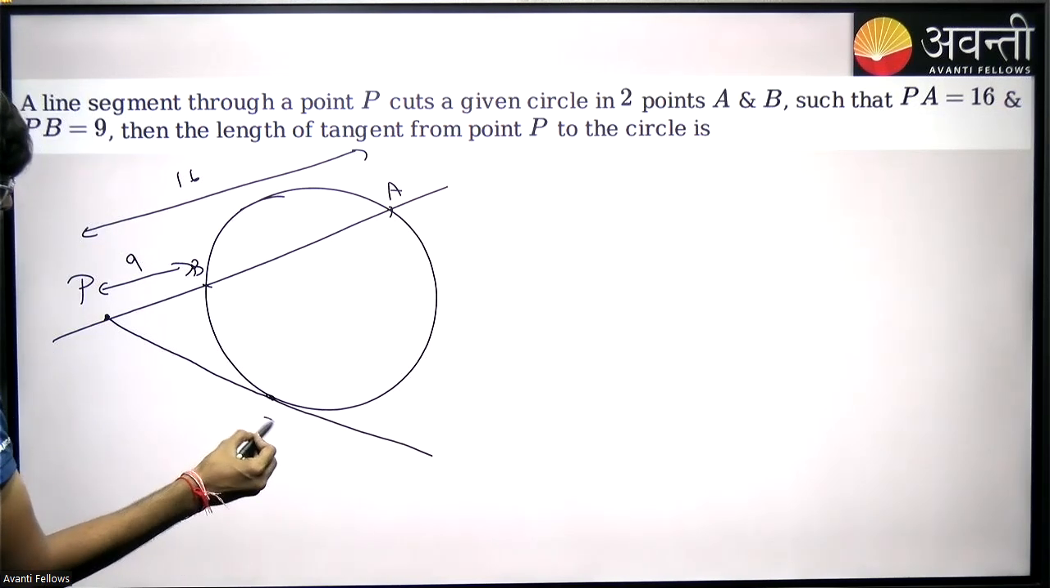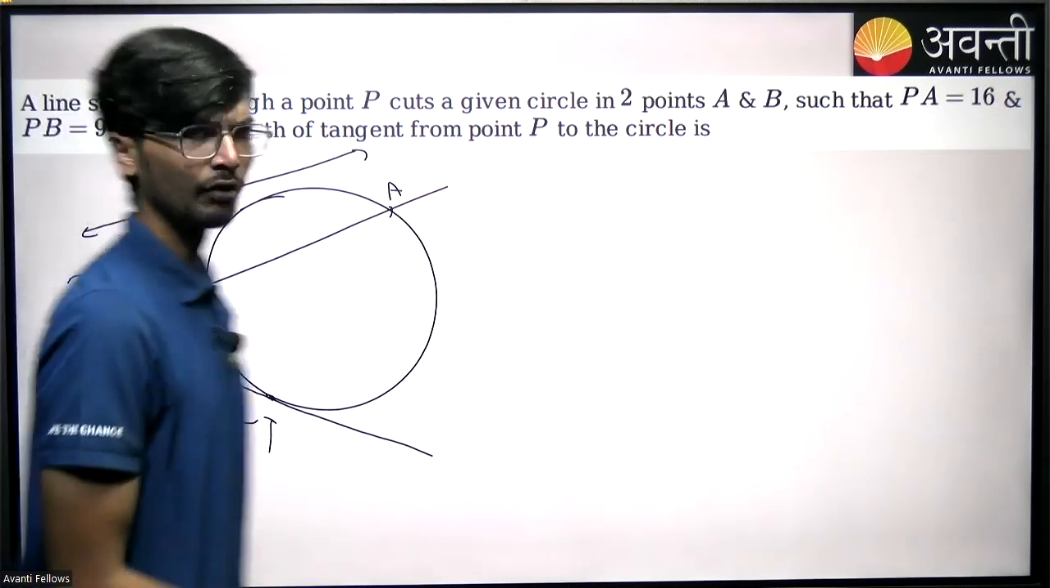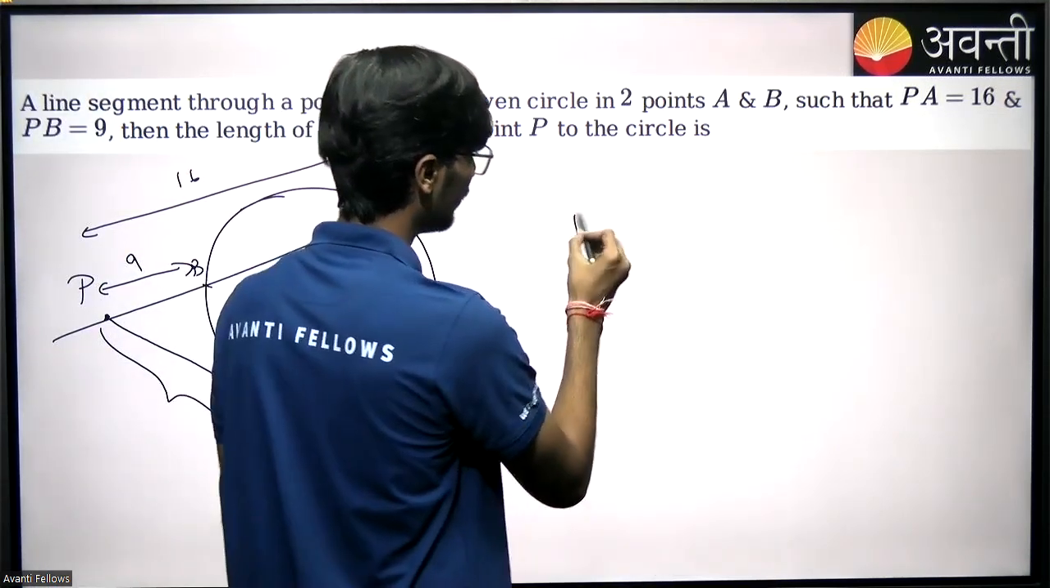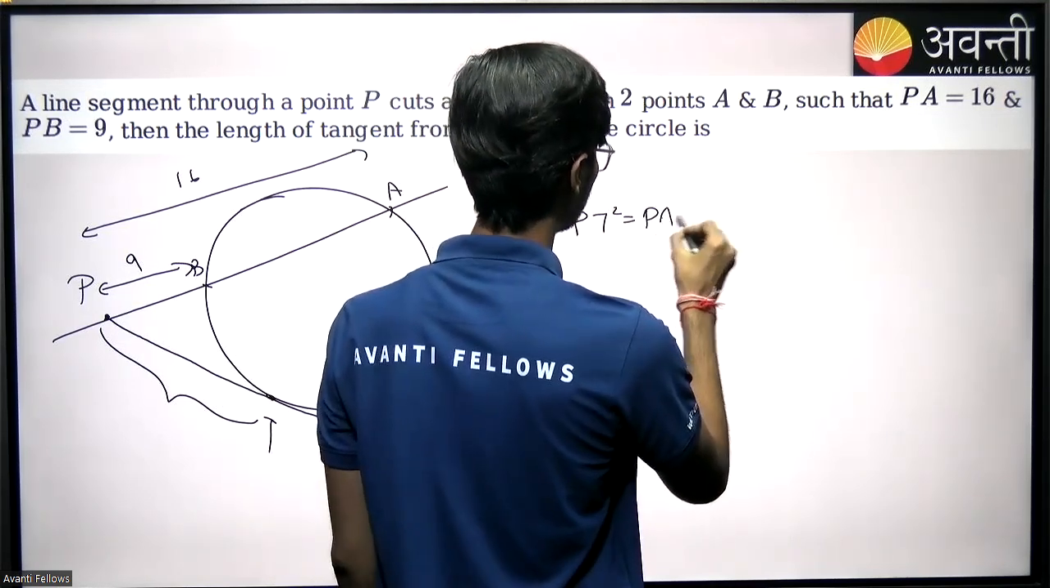This is the tangent T. So we have to find this length. This is a simple formula. I hope you know the formula. PT square is equal to PA into PB, right?